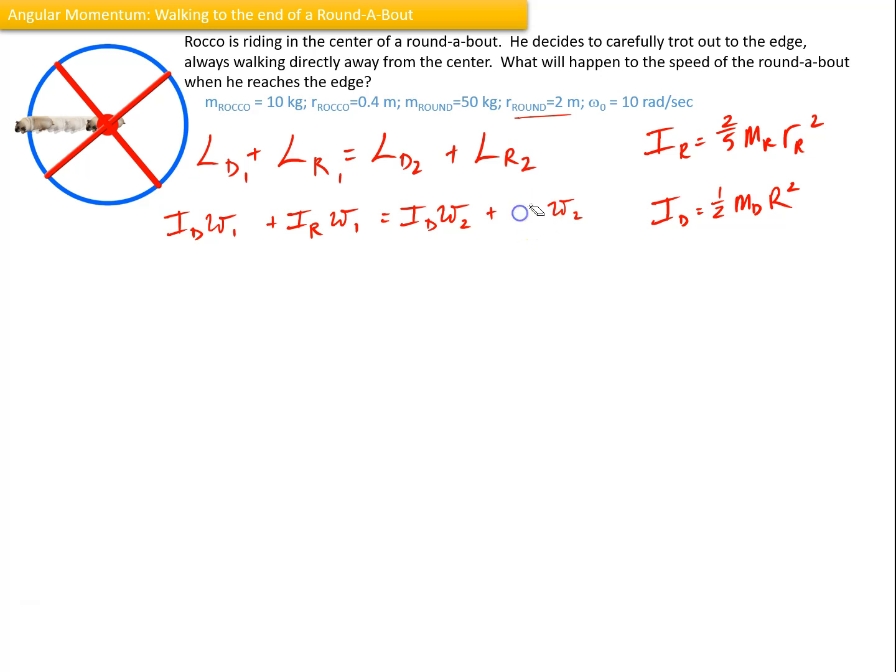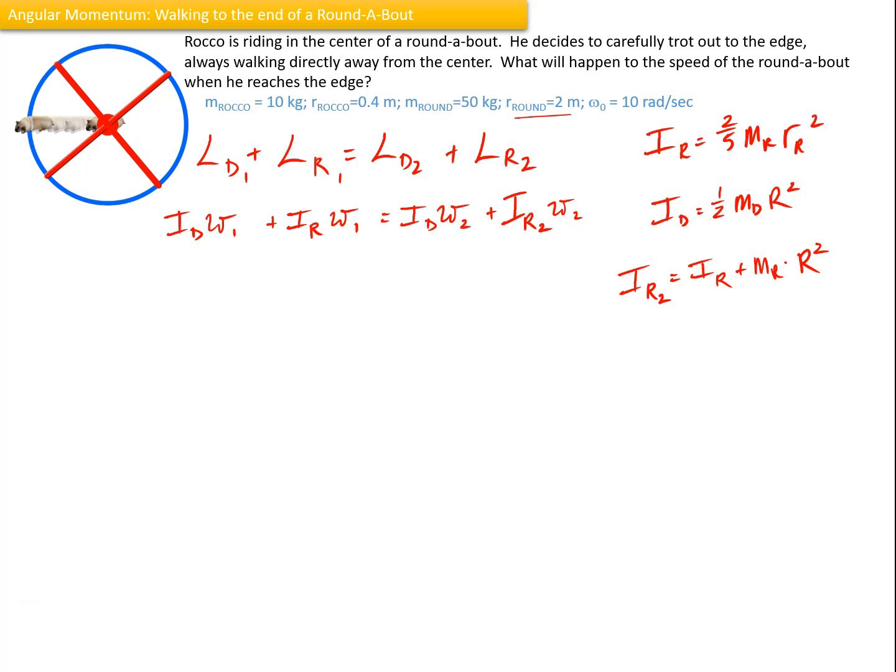So I cannot assume Rocco's moment of inertia is the same. We're going to have to say he has a new moment of inertia. So what is that new moment of inertia? Well, this is a nice case where we can use the parallel axis theorem. The moment of inertia of Rocco as he walks out is going to be his moment of inertia, because in the beginning it was his moment of inertia through his center point, plus his mass times how far he moved, which is from the center right to the very edge. That is just what we call capital R squared. So that is Rocco's new moment of inertia.